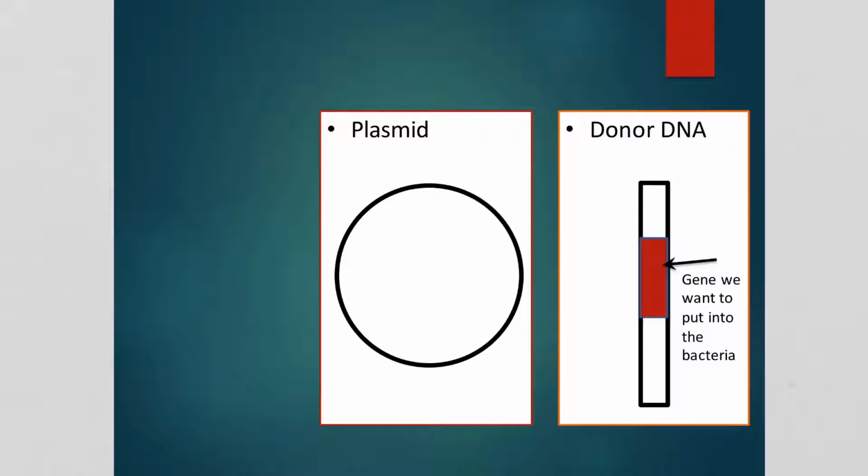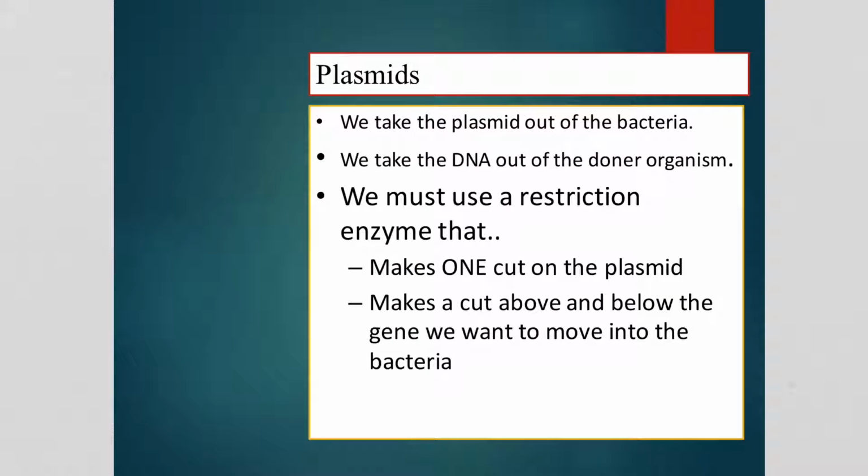So the method looks something like this. We might have a plasmid, this circular piece of DNA from a bacteria, and then we have donor DNA, usually something like human DNA. And there's always going to be a gene that we want to put inside the bacteria. So we take the plasmid out of the bacteria and we take the DNA out of the donor organism. We extract those 2 strands of DNA, and then we use our restriction enzymes to cut up the 2 pieces of DNA.